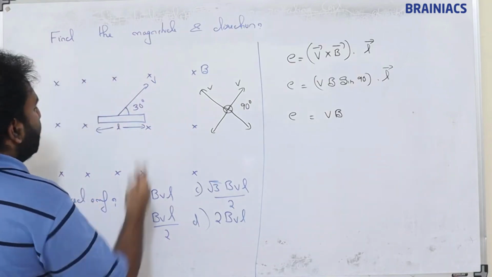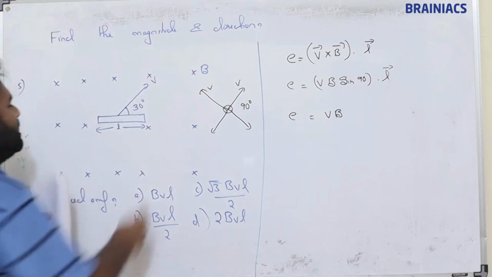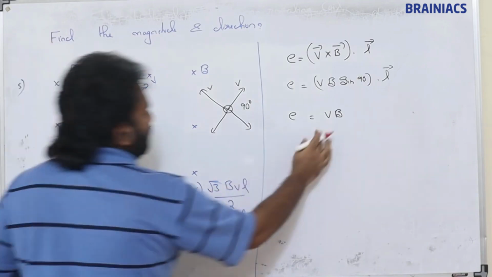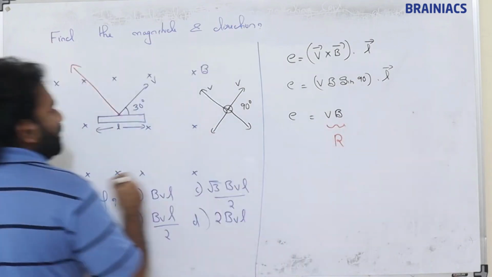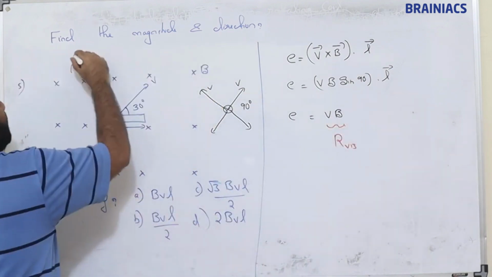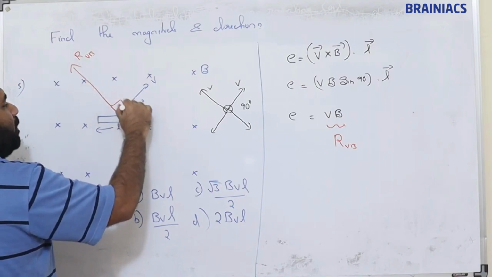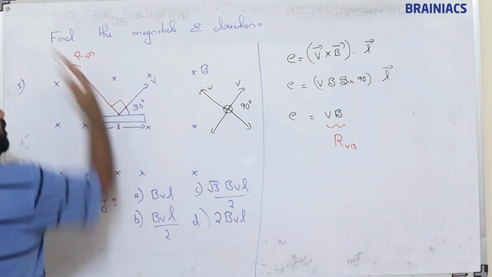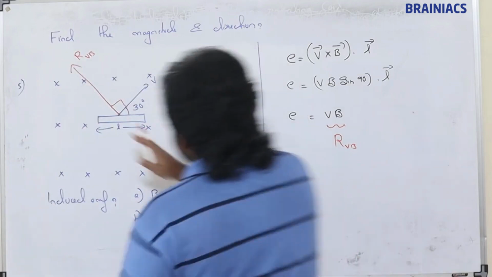I am curling the finger like this, and the thumb is going in this direction. So I could say that the resultant of V cross B is going in this direction. Suppose we name the resultant of V cross B as R. This resultant of V cross B is perpendicular to V, and obviously it is perpendicular to B also, because B is going inside and this one is going in this direction. Clear? Fine.